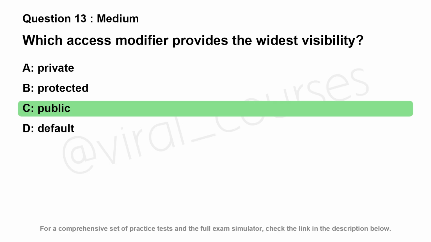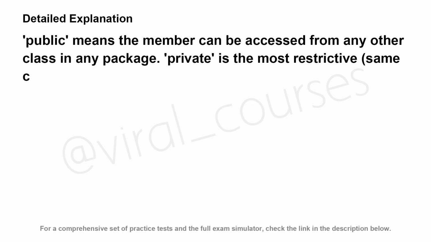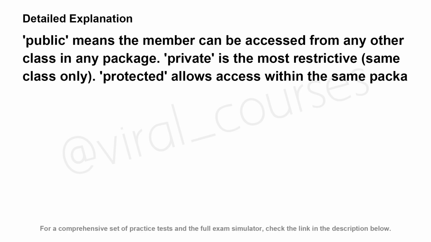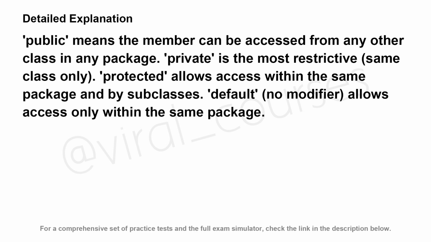The correct answer is C. Public means the member can be accessed from any other class in any package. Private is the most restrictive: same class only. Protected allows access within the same package and by subclasses. Default, no modifier, allows access only within the same package.